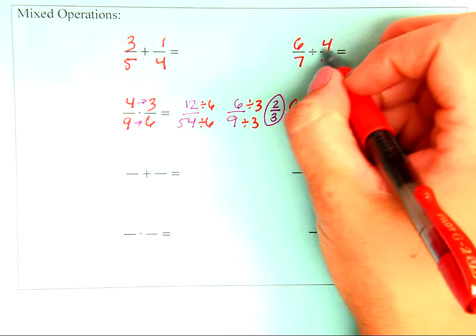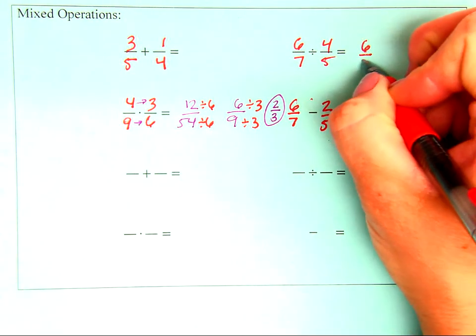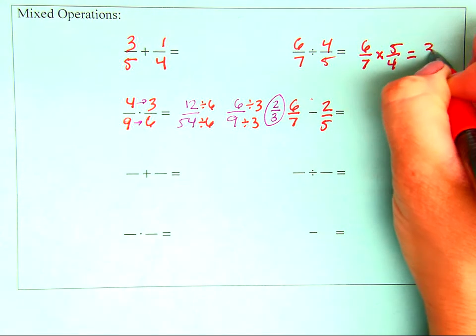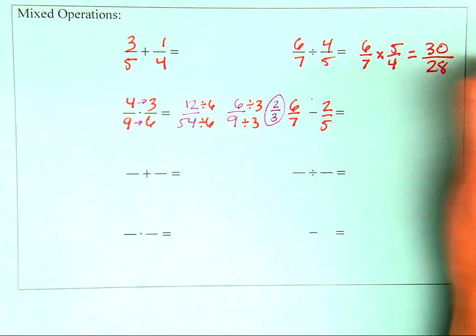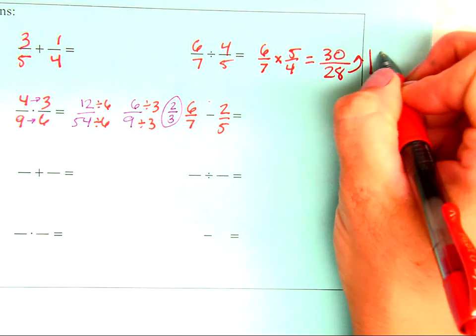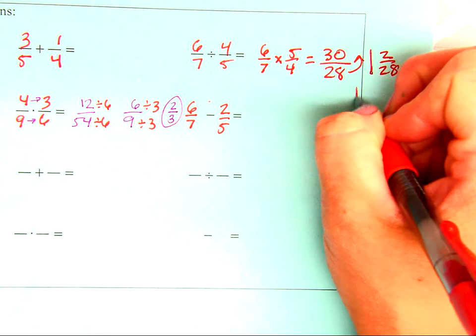Okay, and then I'm going to come up here and I'm going to do the division, keep, change, flip, then multiply straight across. I'm going to change this now into a mixed number and then reduce.